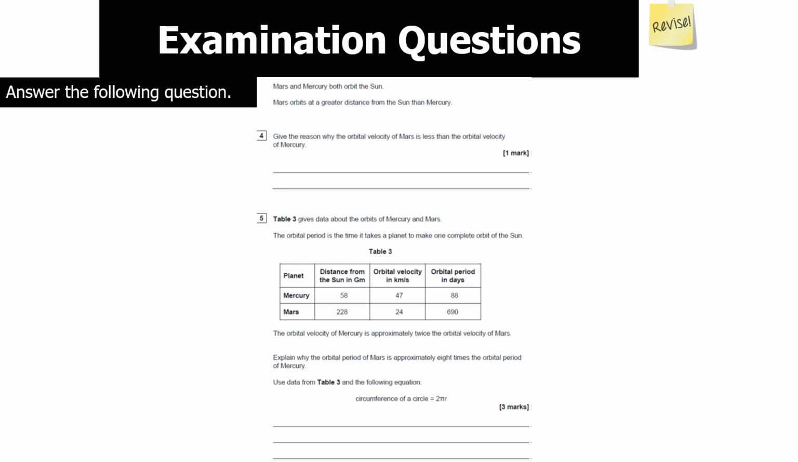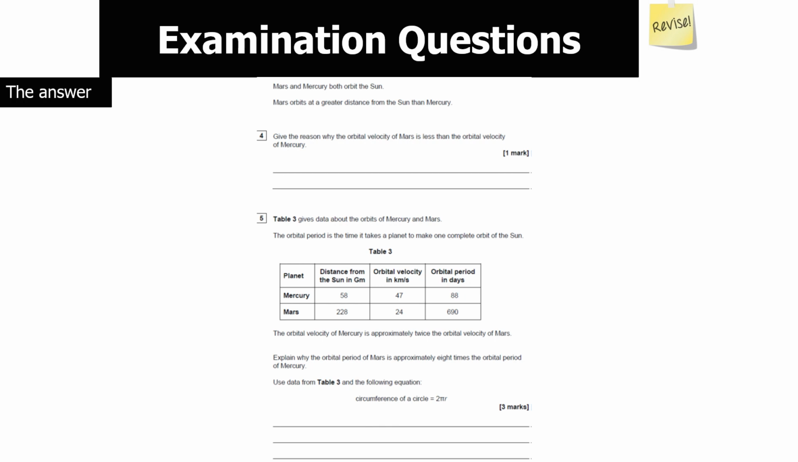The orbital velocity of Mercury is approximately twice the orbital velocity of Mars. Explain why the orbital period of Mars is approximately 8 times the orbital period of Mercury, and you can use the equation circumference of a circle equals 2 pi r. So pause the video now, then unpause the video when you want to go through your answer.